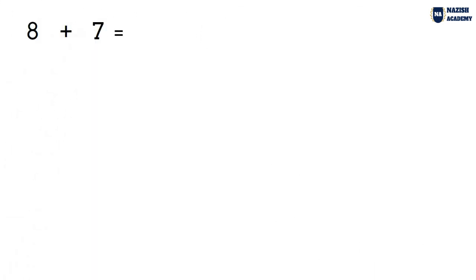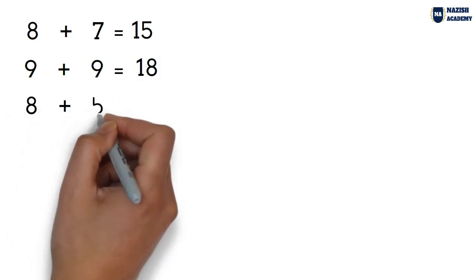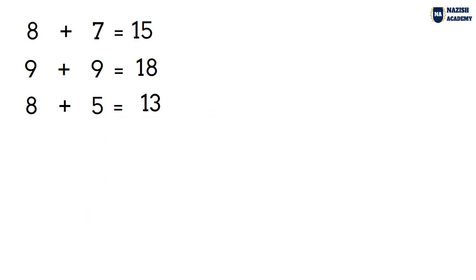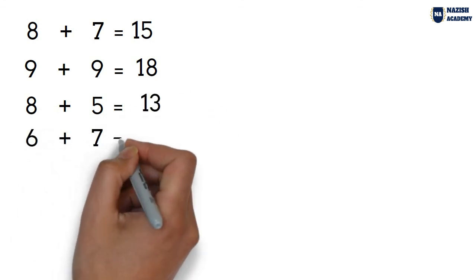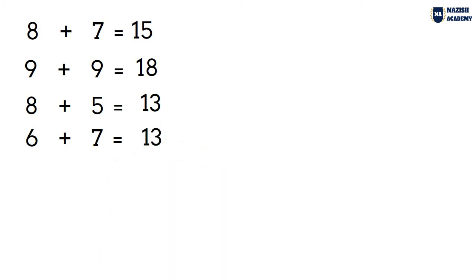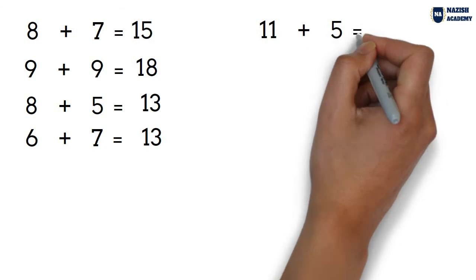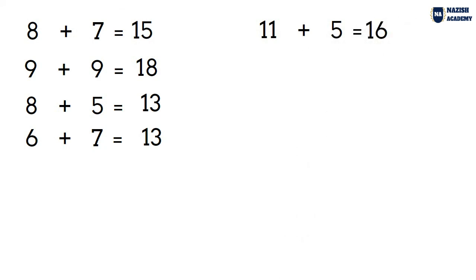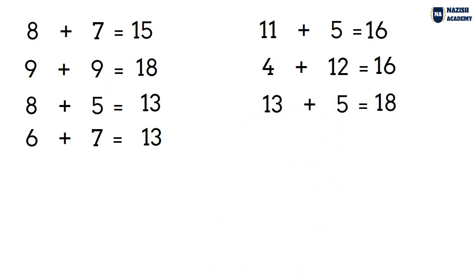8 plus 7 is equal to 15. Next, 9 plus 9 is equal to 18. Next, 8 plus 5 is equal to 13. Next question, 6 plus 7 is equal to 13. And next, 11 plus 5 is equal to 16. 4 plus 12 is equal to 16. 13 plus 5 is equal to 18. 0 plus 14 is equal to 14.